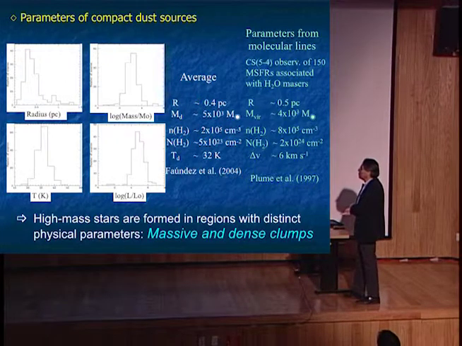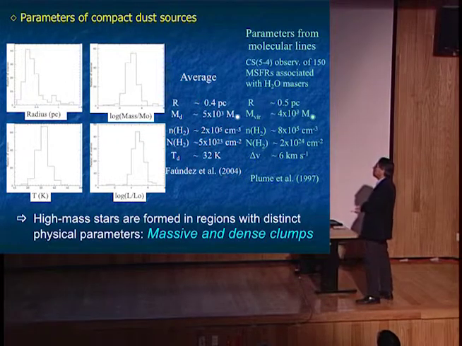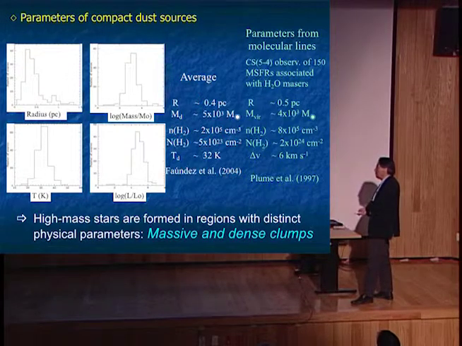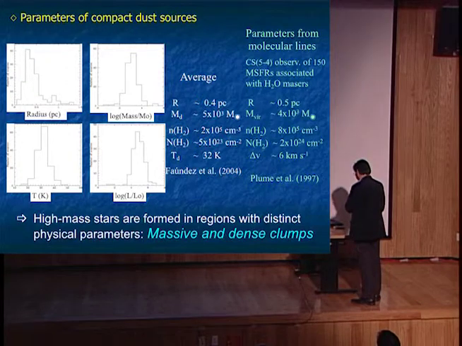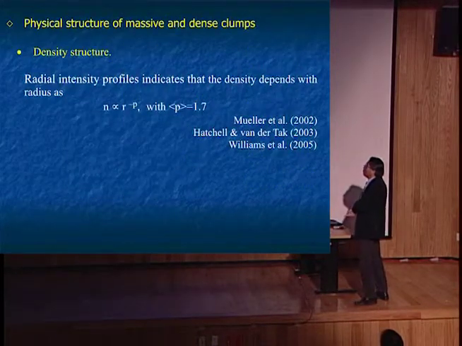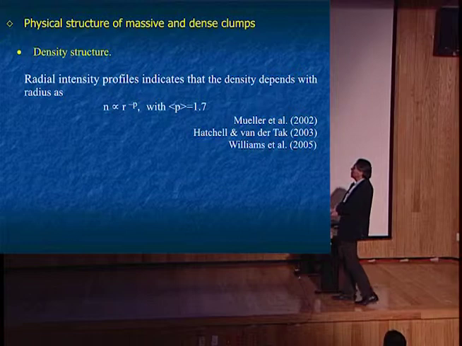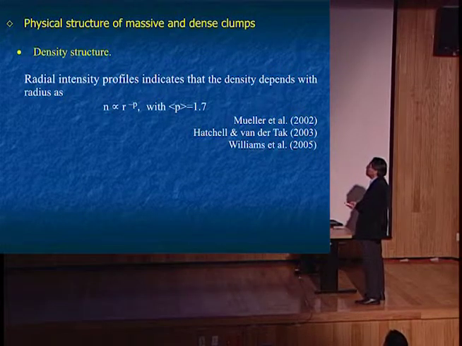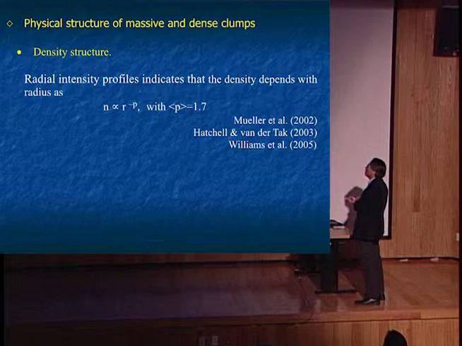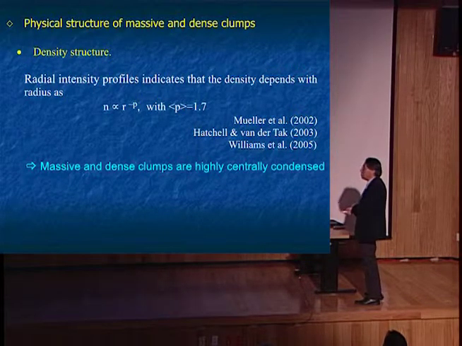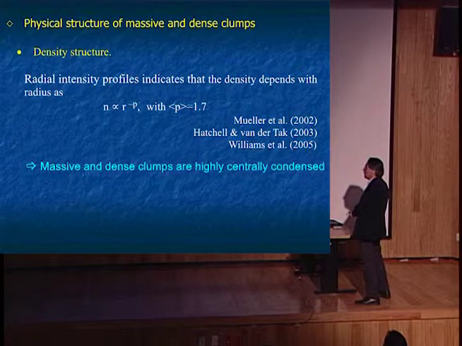So the conclusion here is that, as I told you, high mass stars form in regions with distinctive physical parameters, and what we call massive and dense clouds. What about the physical structure of this massive and dense cloud? Well, first the density structure. The radial intensity profiles indicate that the density depends on radius as a power law, with a power index of an average of 1.7. And this means that these massive and dense clouds are very highly centrally condensed objects.